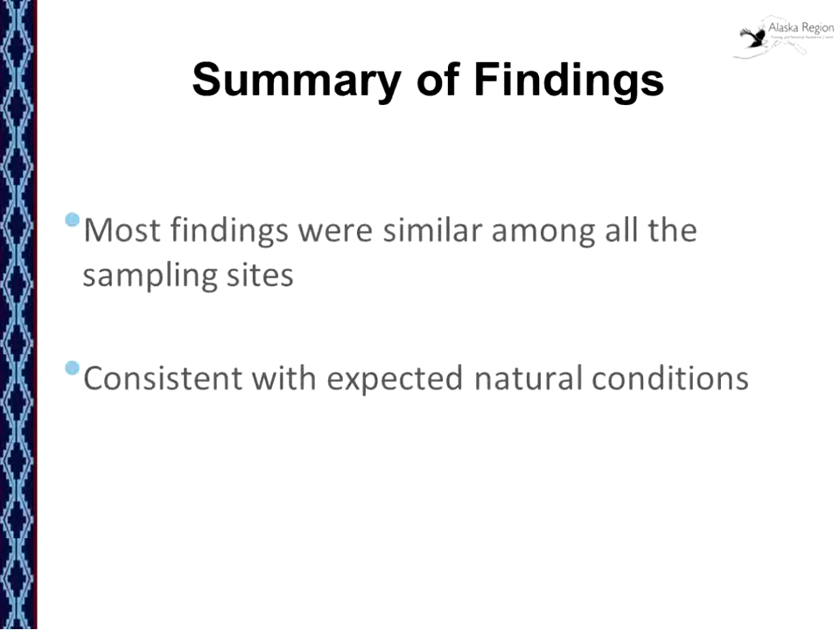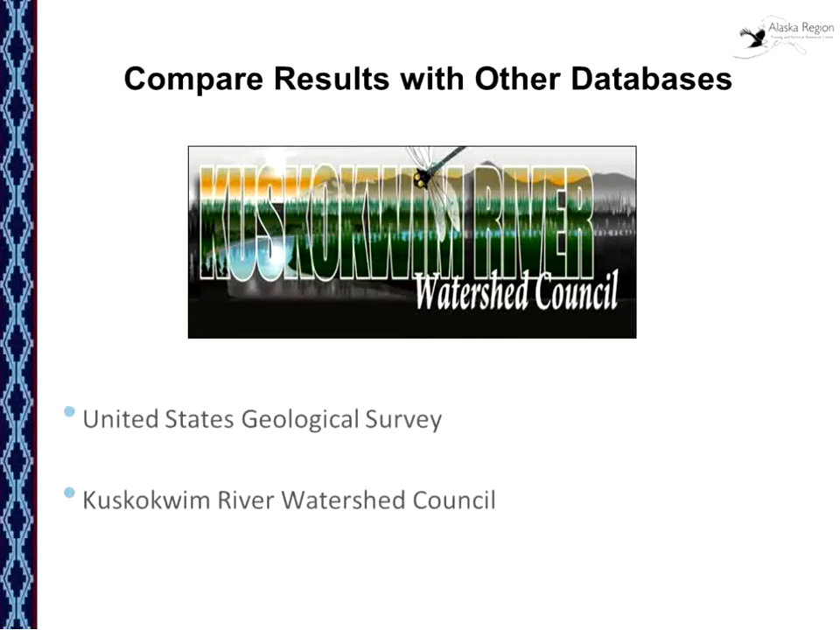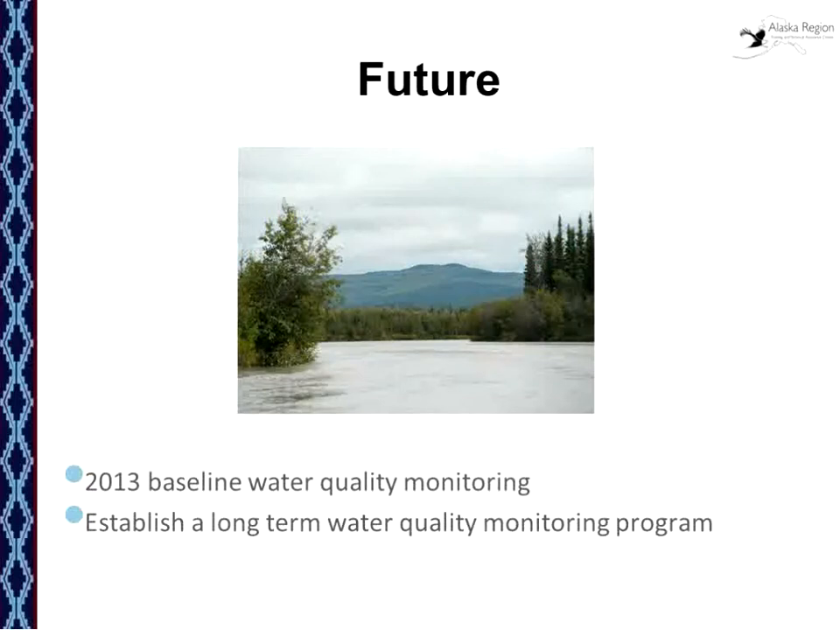The tribe is comparing our results to other databases. We want to see where the results are the same and where they are different. 2 databases that we are using are the United States Geological Survey and the Kuskokwim River Watershed Council database. We will be doing our second round of monitoring during the spring and the summer this year. The goal of our tribe is to develop a long-term water quality monitoring program that will keep the river healthy for future generations.